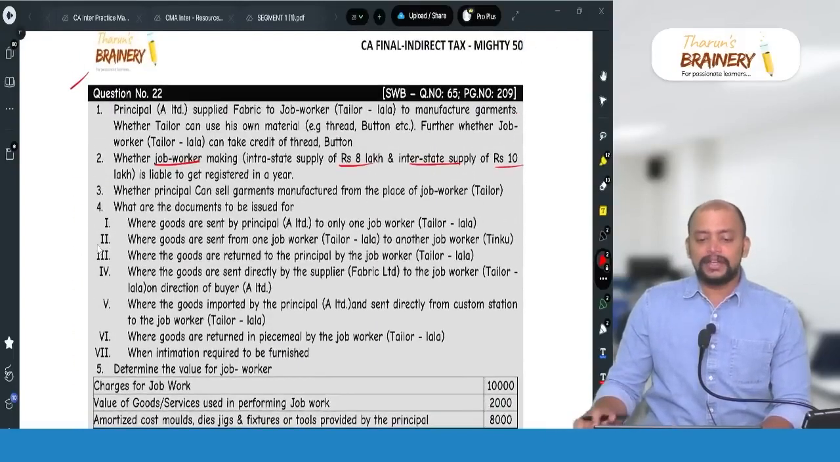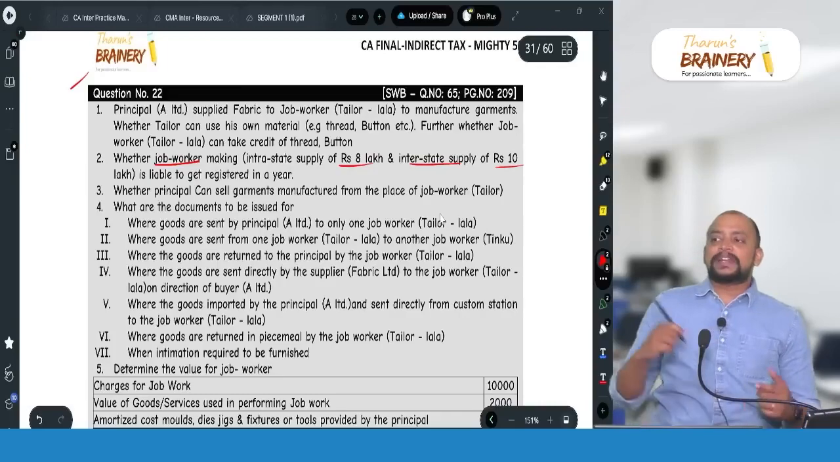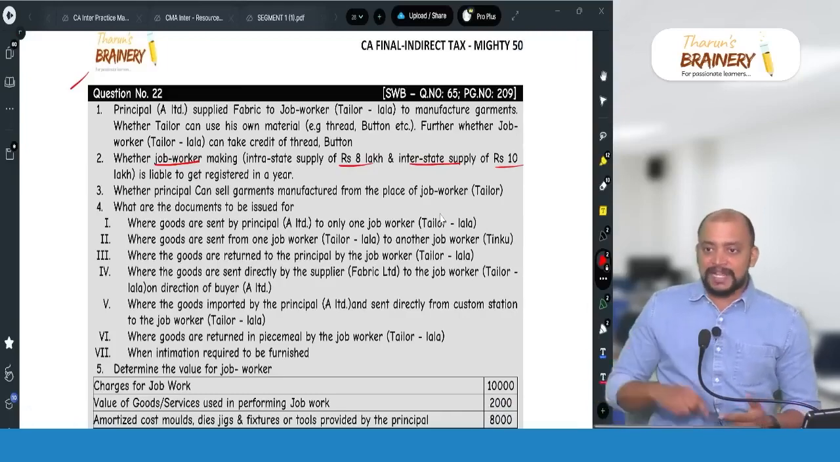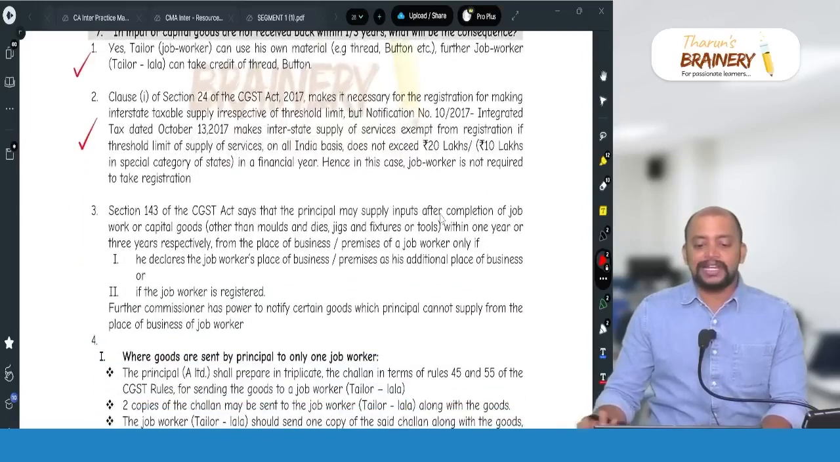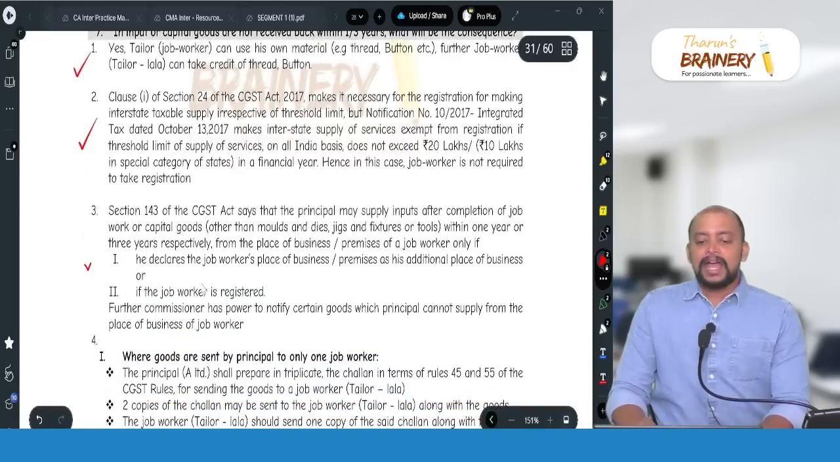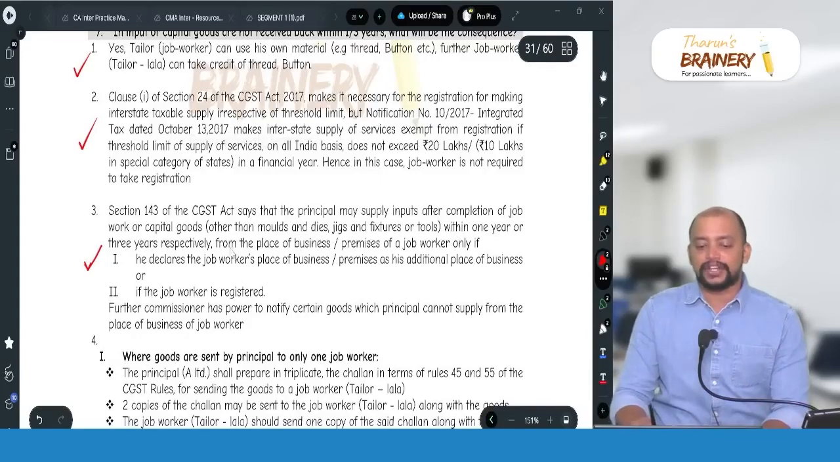Then third one, whether principal can sell garments manufactured from the place of job worker. Yes, rather than bringing it back to the principal's place, the principal can directly sell it from the job worker's place and accordingly raise the invoice. And if the job worker is unregistered, the principal should declare the job worker's place as principal's additional place of business.